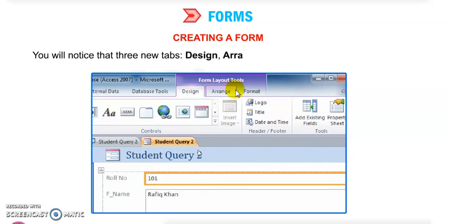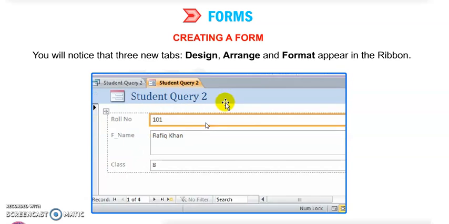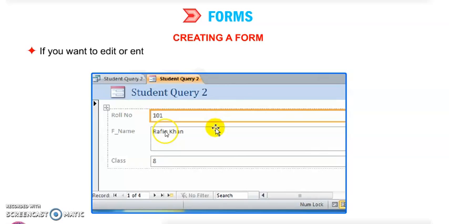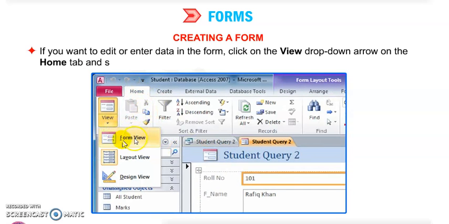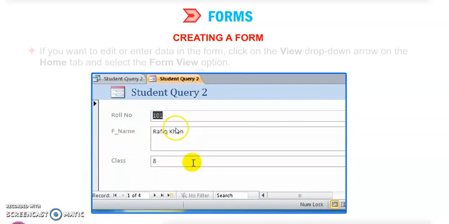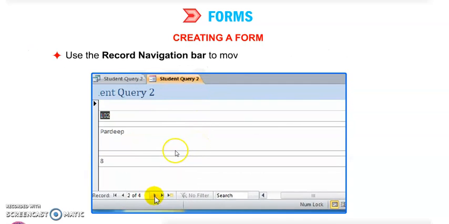You will notice that three new tabs, Design, Arrange and Format, appear in the ribbon. If you want to edit or enter data in the form, click on the View drop-down list. You can see the Home tab, select the Form view. Use the record navigation bar to move through the records in the form.